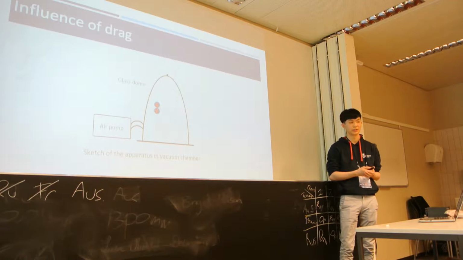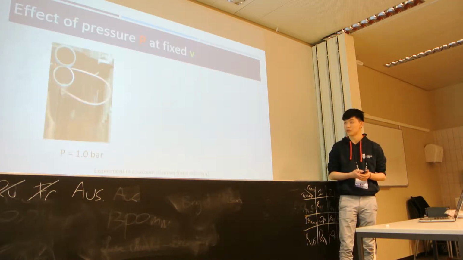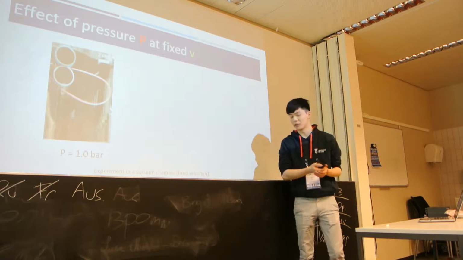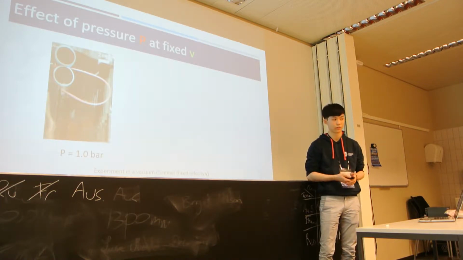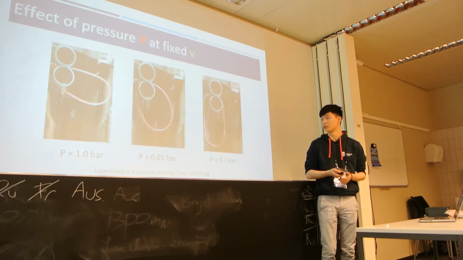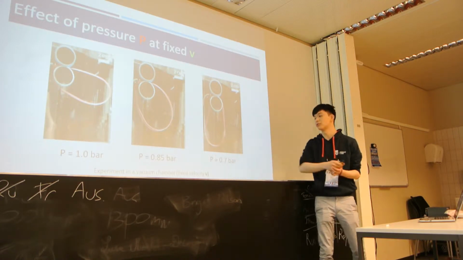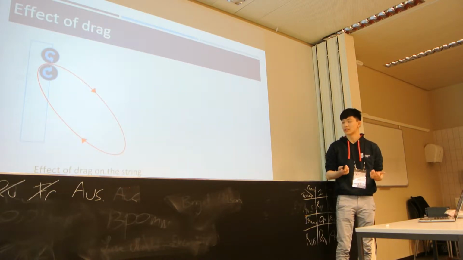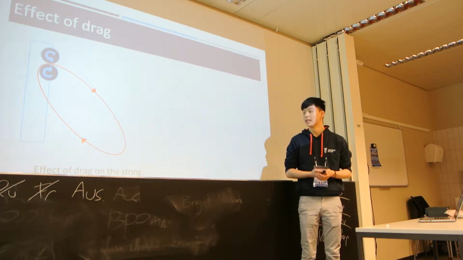We put our apparatus in a vacuum chamber, and we gradually pump the air out of it. So for a given velocity, at atmospheric pressure, the string is horizontal. Then when we decrease the pressure gradually, the string goes from horizontal to vertical. So this shows that clearly aerodynamic forces have an effect. But what is the effect of aerodynamic forces?